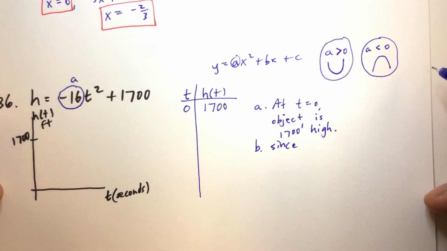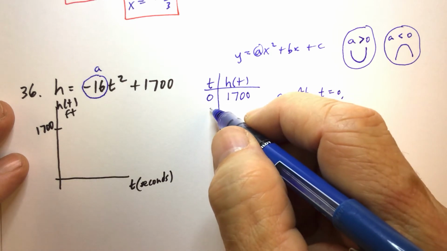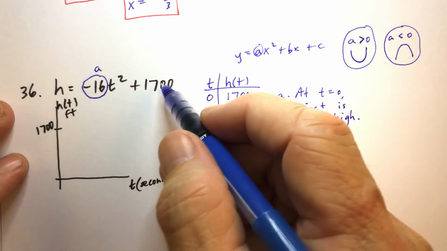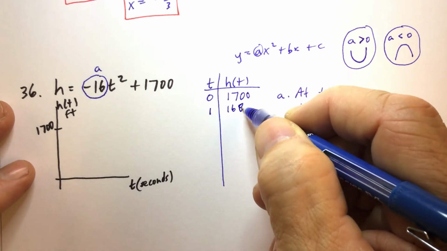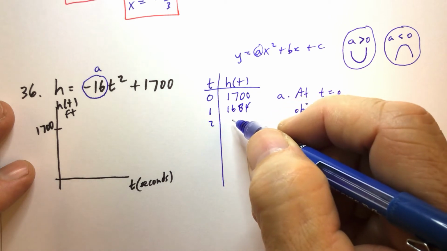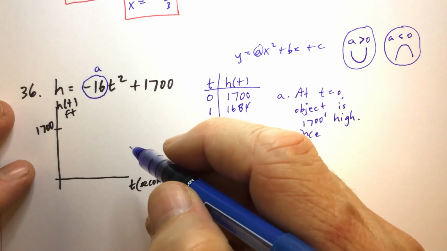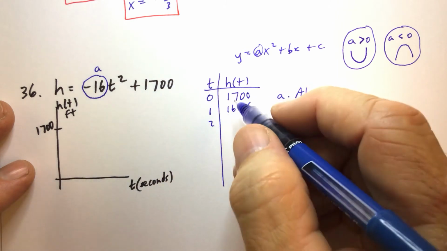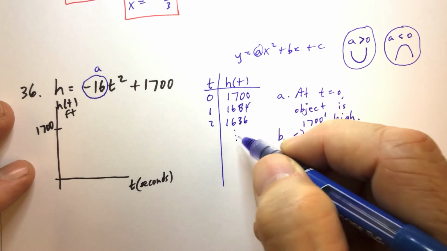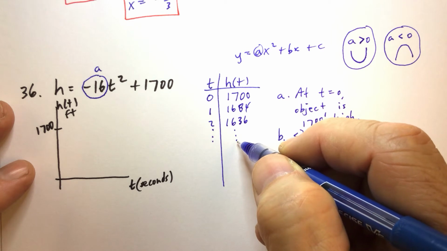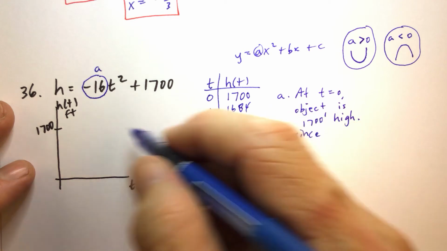In fact, if you plug in a couple more values for t, like at 1 second, we'd have 1700 minus 16. So what's that? 1684. And then when t is 2, we have 2 squared, that's 4. 4 times 16 is 64. 1700 minus 64, what's that? 1636. So you can see as t gets bigger, these numbers would continue to go towards 0. As t gets bigger, in fact, that's exactly what happens.